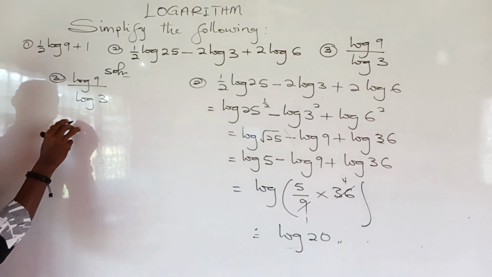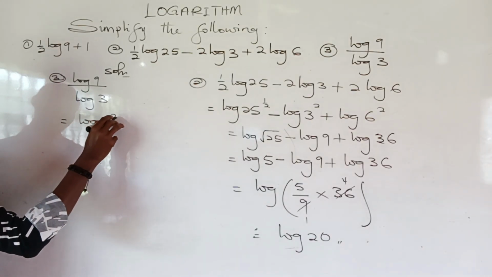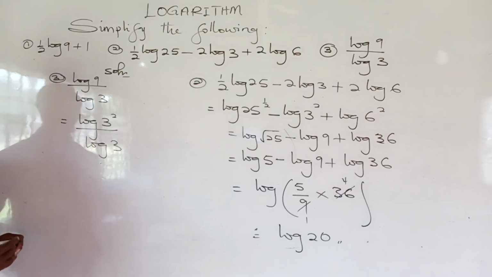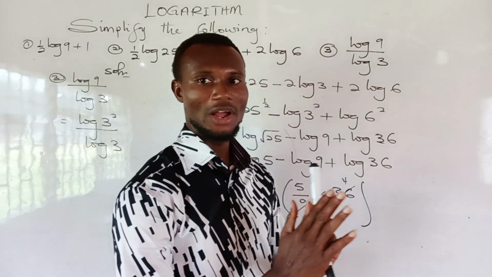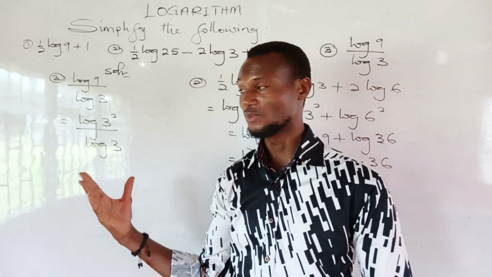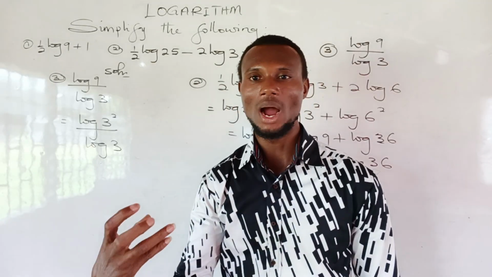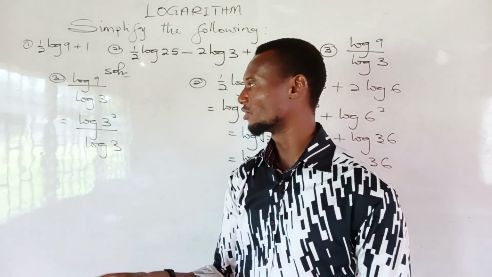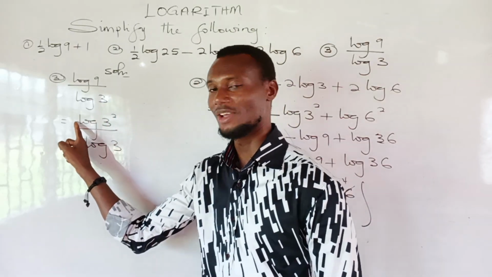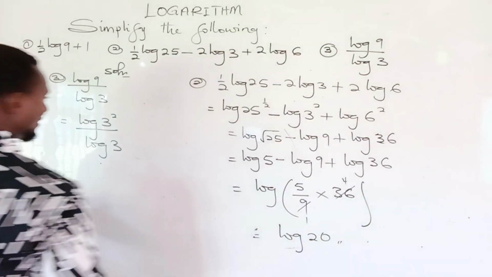So I'm going to have log 3 to the power 2 over log 3, and I hope you understand and you agree with me up to this point, because 3 to the power 2 is 9. Okay, then we are going to apply the power rule. The power rule says that this power 2, which is here, can come and become a coefficient to the log. We've explained it several times. So let's go ahead and do that.